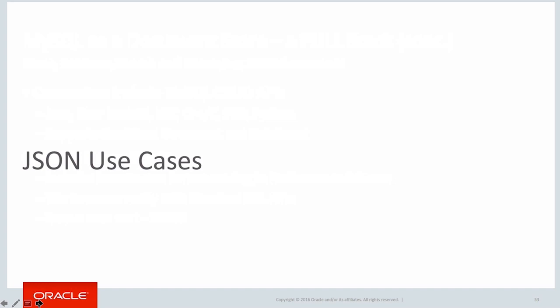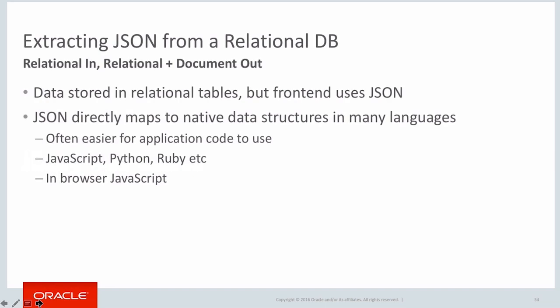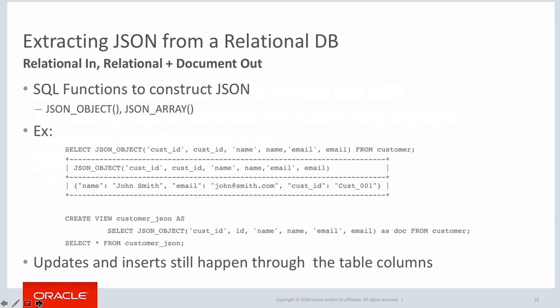Like I said, this is a high-level overview, so I'm going to start with just a couple of use cases to whet your appetite and give you a feel for it. This is where we're looking at extracting JSON from a relational database: relational in, relational or document out. This is what people have been used to for years if they've been using MySQL for JSON data or XML data. MySQL is still storing data in rows and columns.